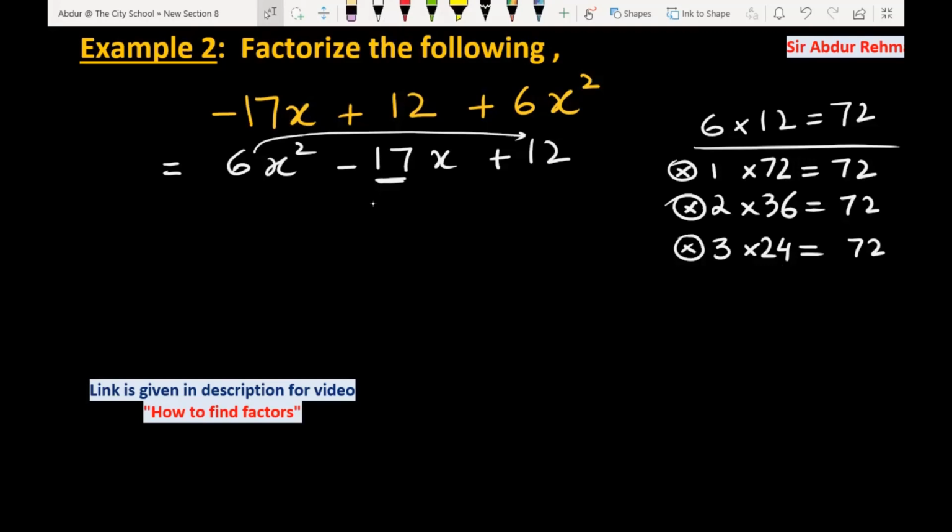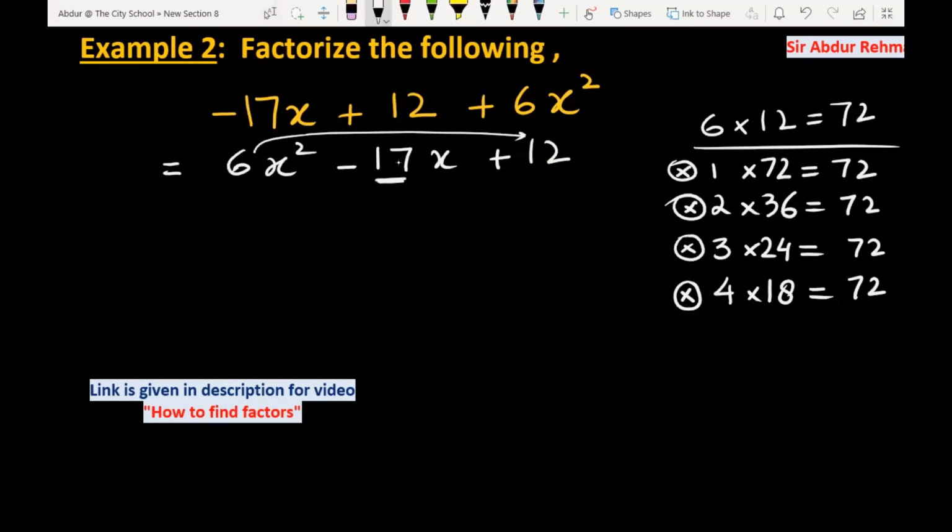Now try 4. 72 is also a multiple of 4 here. So 4 times 18 is 72. By dividing 72 by 4, you get 18. 18 plus 4 is 22, but the middle term is 17. And 18 minus 4 is 14. The middle term is 17 also, so it will also be rejected.